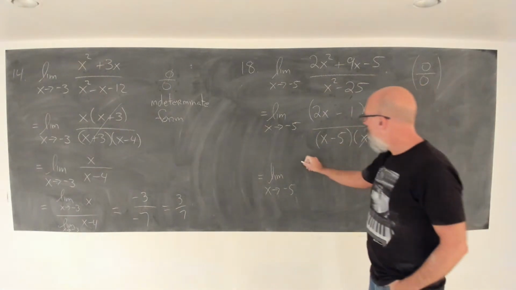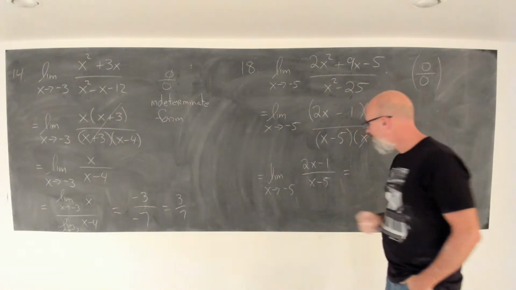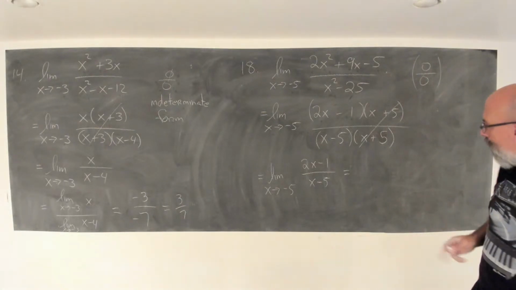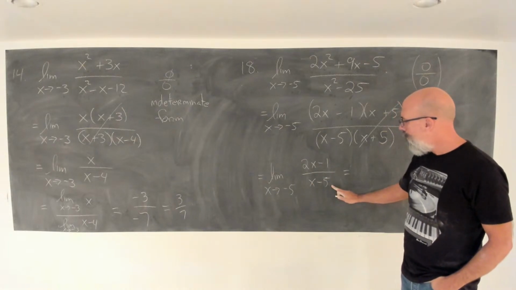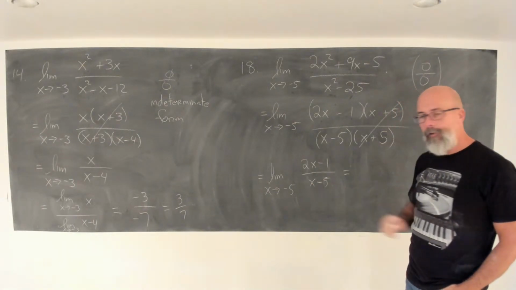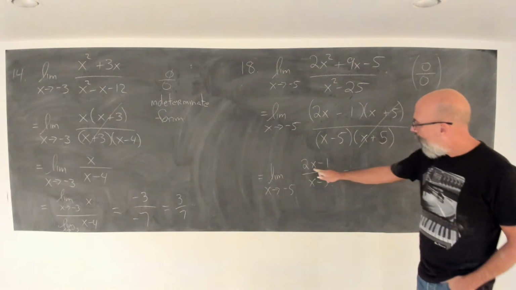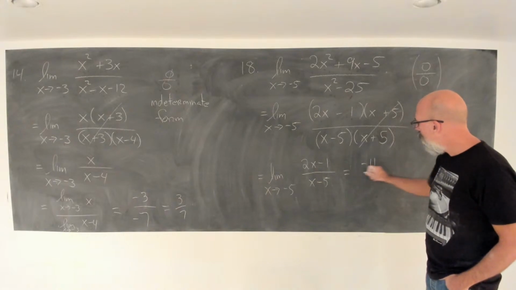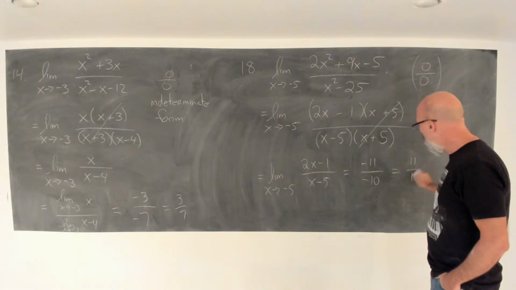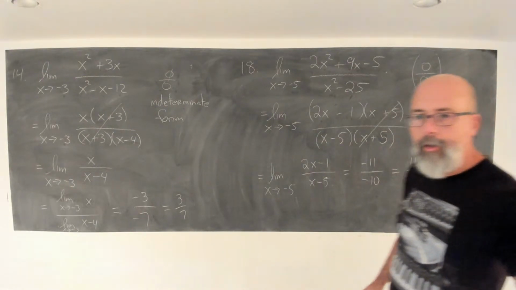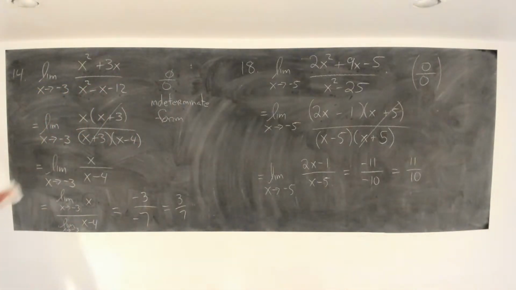So we're left with 2x minus 1 over x minus 5. And what do we have? Now the limit of the denominator is non-zero, so you can take the limit of the top, limit of the bottom. These are just polynomials, so you can plug in. And what do we get? Minus 11 over minus 10, or 11 over 10, as suggested by a few people.